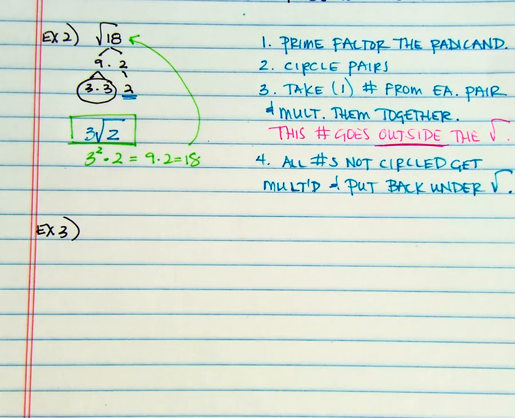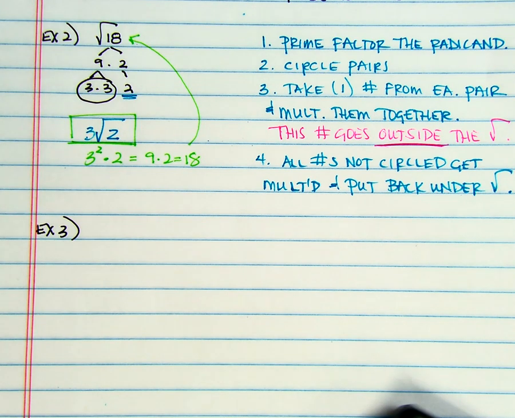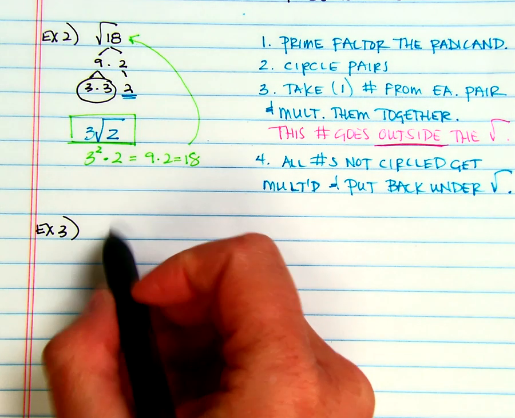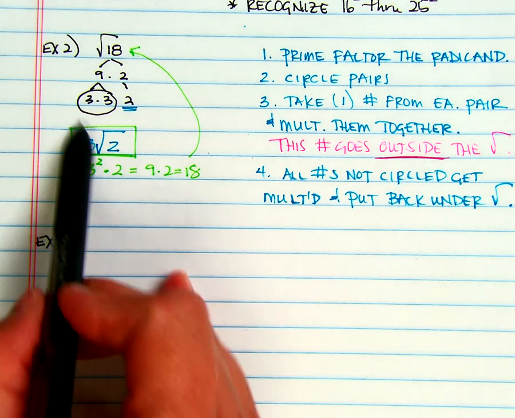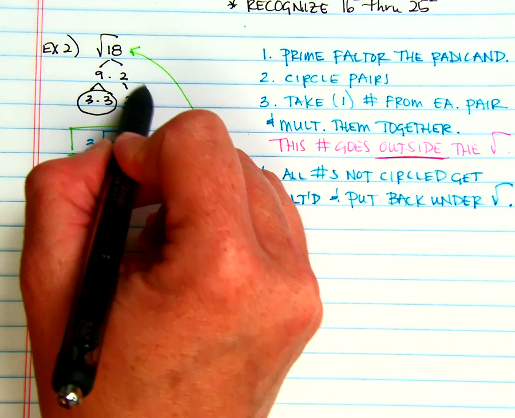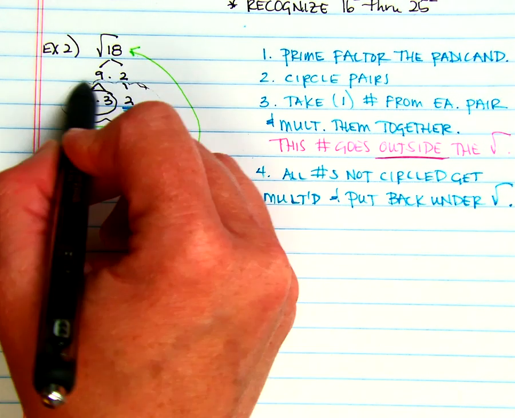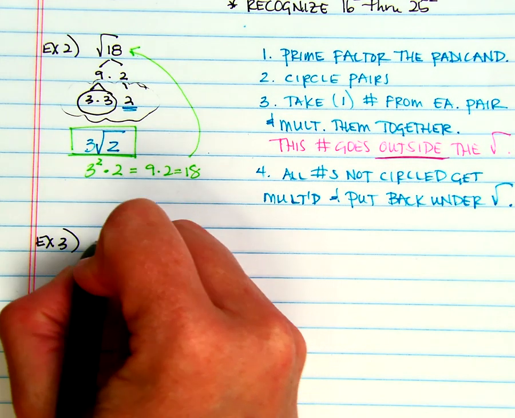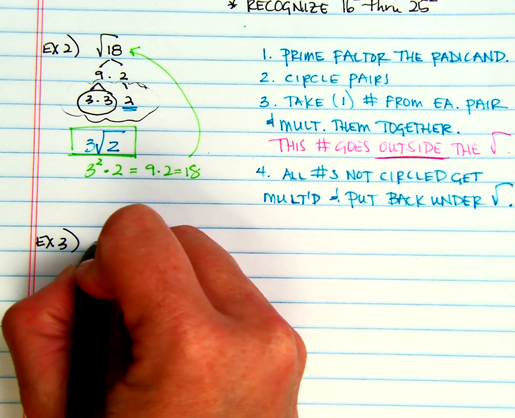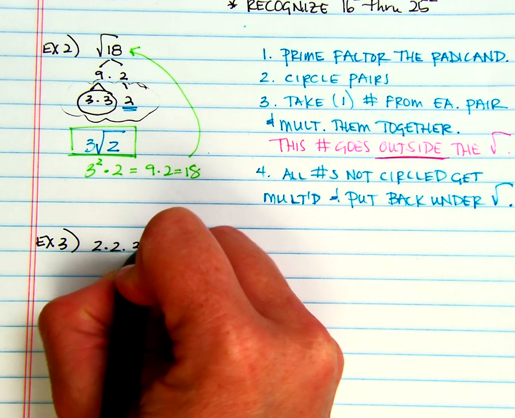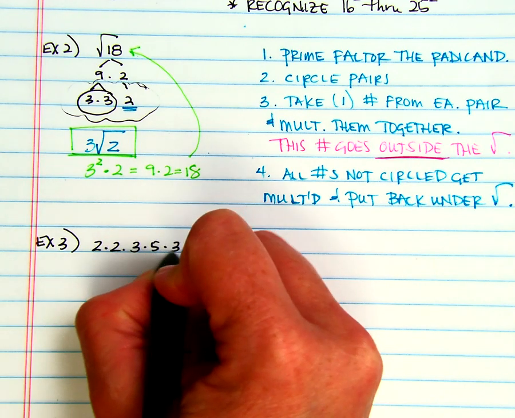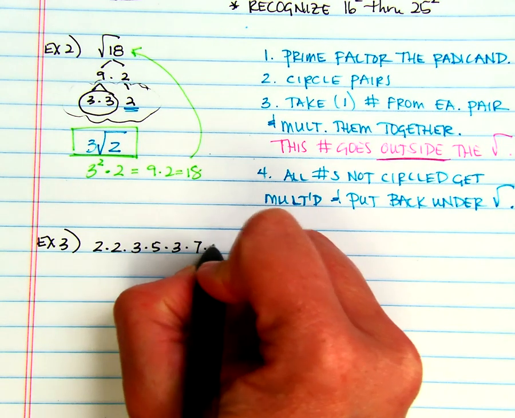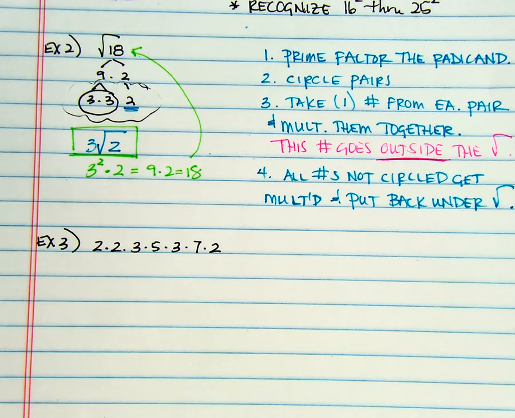Example 3. I'm going to grab my handy-dandy calculator here for a minute. And I'm going to skip a little bit, and focus on the last line, the prime factorization line. So let's say we prime factor, and we end up with a 2 times a 2 times a 3 times a 5 times a 3 times a 7. I'll chuck in another 2 there, okay?